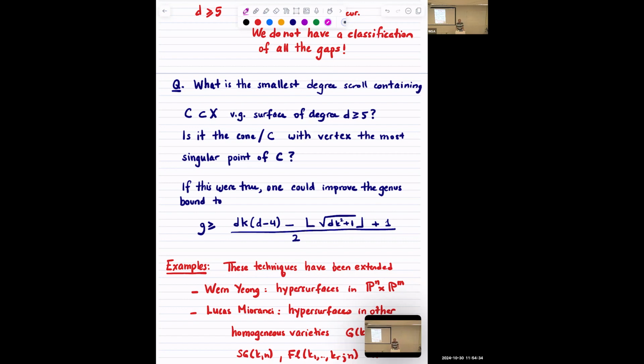I mean, is it true that the cone with vertex at the most singular point of C is the smallest degree scroll containing this X? If something like this were true, then you could significantly improve the genus bound that we give, instead of using the boneheaded thing of containing the rational curve with a rational scroll.